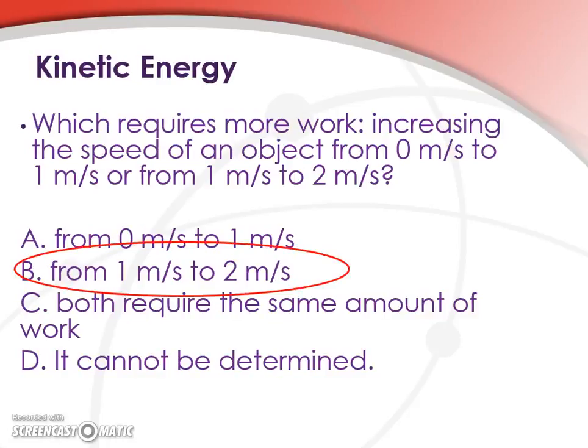Okay, so hopefully you've come up with the correct answer. It takes more energy to go from 1 meter per second to 2 meters per second than it does from 0 to 1. And the reason for this, if you go back to the square term in the kinetic energy expression, you can see that since the energy is dependent on the square of the speed, the faster you go, the harder it is to accelerate.